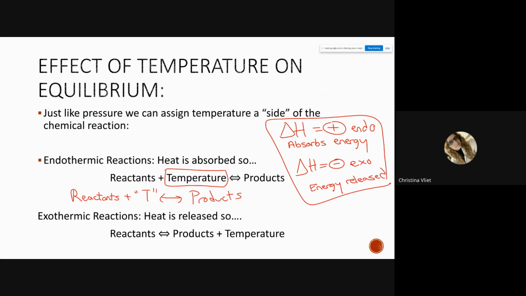And then for exothermic reactions, you would put temperature on which side of the reaction? The product side, because energy is released. So we just use the letter T instead of writing the full word temperature. And so you're going to have to analyze reactions, look at the delta H, whether it's negative or positive, and you're going to be responsible for assigning what side of the reaction temperature's on. Ready?